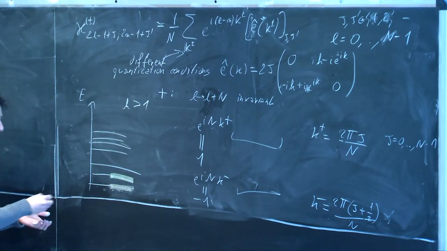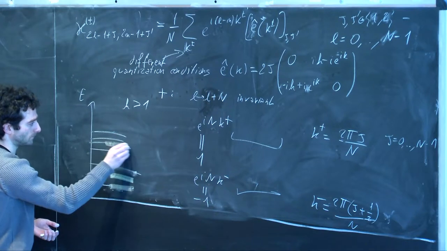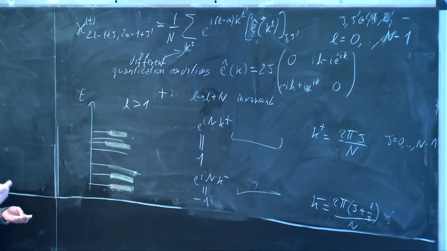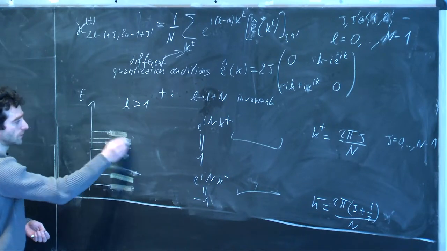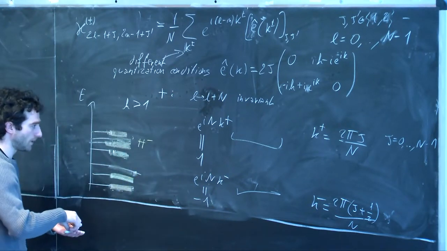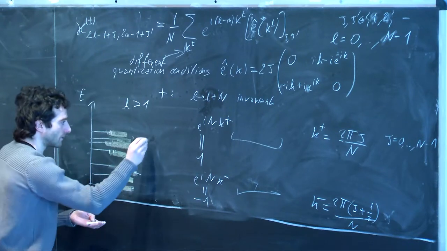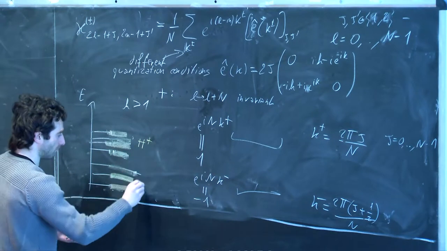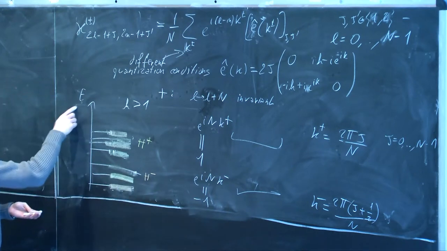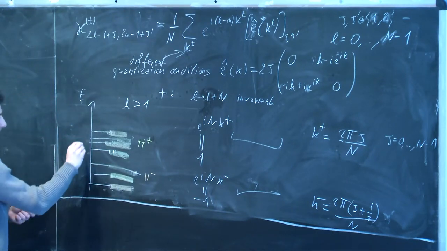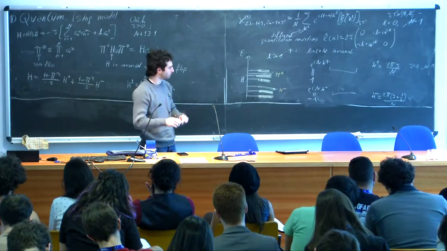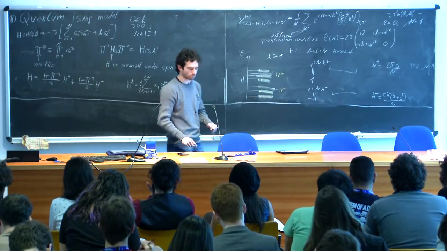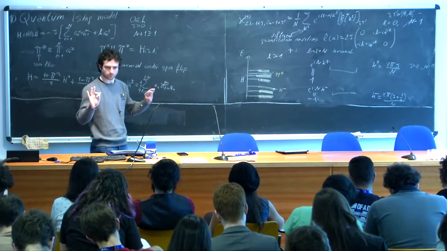So you will have a subset of the eigenvectors which will be the same as for the Hamiltonian H plus, and the rest will be the same as for the Hamiltonian H minus. So this is Hamiltonian H minus, for example. No, as a matter of fact, this is H plus. And this is H minus. And these are the energies of H. This is the meaning of the equivalence. Okay. Is it clear?